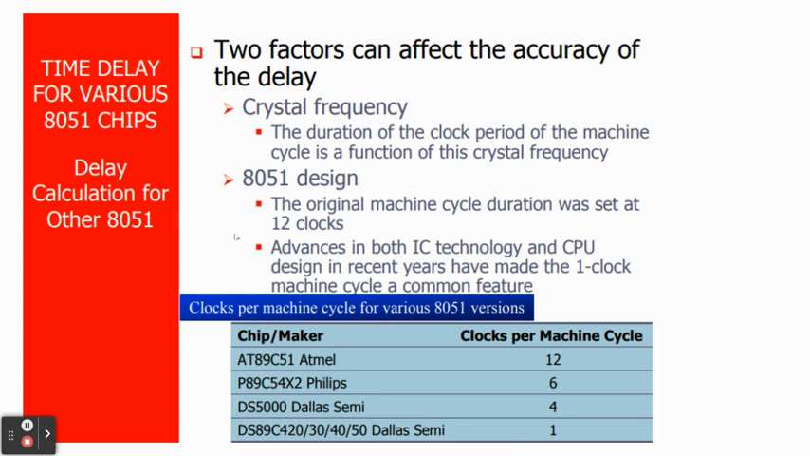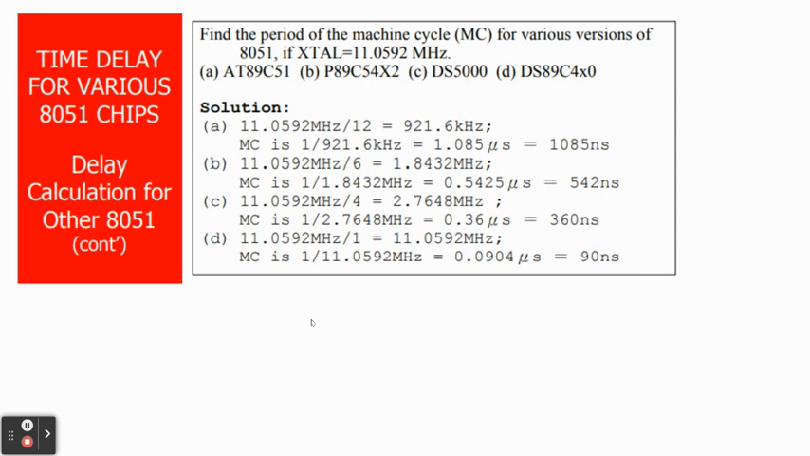So this is important to consider in the delay calculation for 8051 microcontrollers. You have to know the clocks per machine cycle of the chip that you are using. Now let's see this first example to find the period of the machine cycle, represented as MC, for different kinds of 8051.